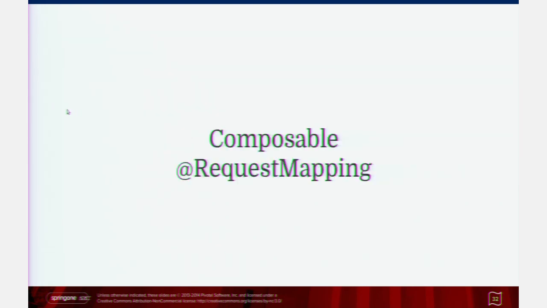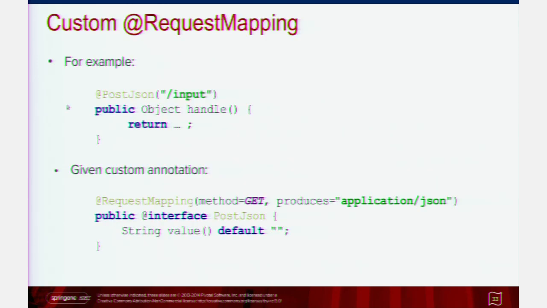The next thing is composable request mappings. This is easy to show in a slide like this. If you have something like what's at the bottom, a request mapping method GET which produces application JSON, now you have the ability to express that with your own custom annotation, like shown above, called PostJson. I'm probably missing a slide here. I should show how this is done, but the PostJson annotation is your own custom annotation, and it's annotated itself with the request mapping annotation.